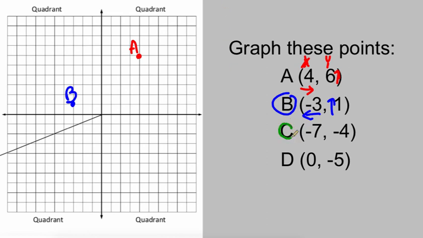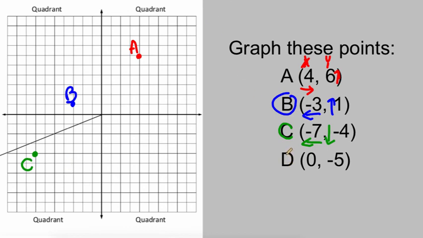Point C is -7, -4. The first one's the x, my left and right. A negative means left into the negatives for my x. My y is a negative. A negative y means going down. So I'm going to go left 1, 2, 3, 4, 5, 6, 7, and then down 1, 2, 3, 4, and that's my point C.